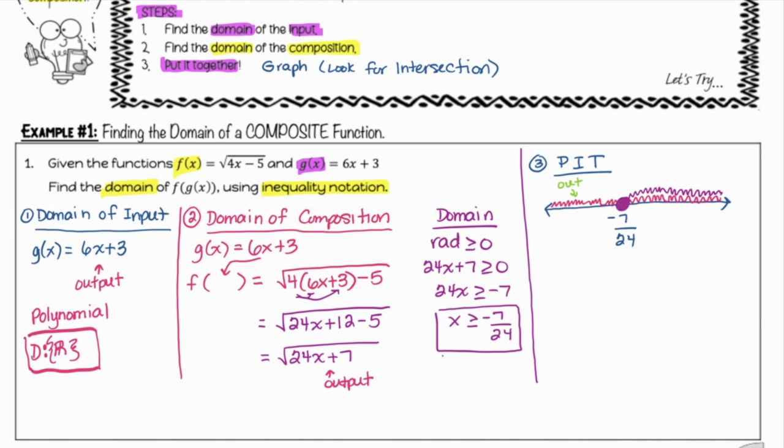So what is our domain? It says using inequality notation. Our domain would be x is greater than or equal to -7 over 24. So it turns out that that second portion, that second step, was our domain. Does not always happen that way. So it's very important to take into account that first step, and you'll see it in our next problem. So let's look at number 2.